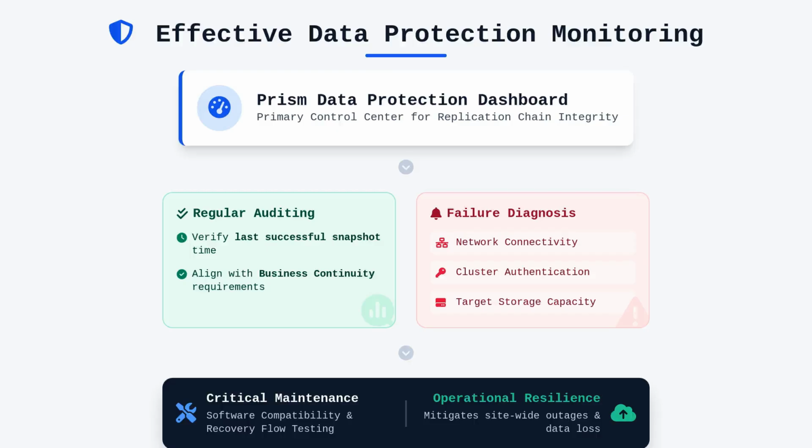By keeping your cluster software versions compatible and regularly testing the recovery flow, you ensure that the remote infrastructure is not just a repository for data, but a functional site that can sustain your workloads in a disaster scenario. This systematic approach to replication management mitigates the risks associated with hardware failure or site-wide outages that otherwise threaten your organizational data integrity.